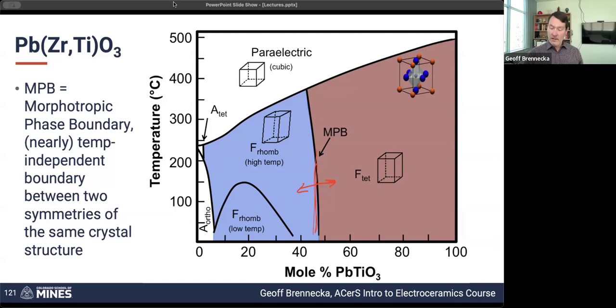So the specific phase diagram that I've shown here was taken from Jaffe, Cook and Jaffe, and then I colored it in and cleaned it up a little bit. But it's old enough that it doesn't actually include a new feature that has been discovered in the last 10, 15, 20 years. There's a very thin region of monoclinic phase right there.